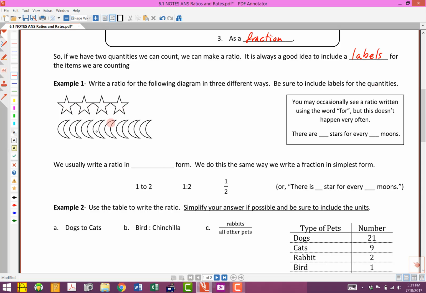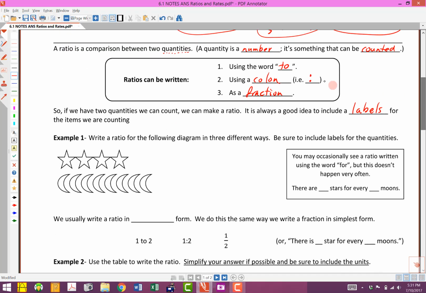In other words, include the names or the labels for whatever those numbers are. So you'll notice that we've got 4 stars and 8 moons. Remember, we can use the word "to," we can use the colon, and we can use a fraction. So we're going to say 4 stars to 8 moons. Then we do it with a colon: 4 stars, colon instead of the word "to," 8 moons. And then we write it as a fraction, with 4 stars on the top and 8 moons on the bottom.